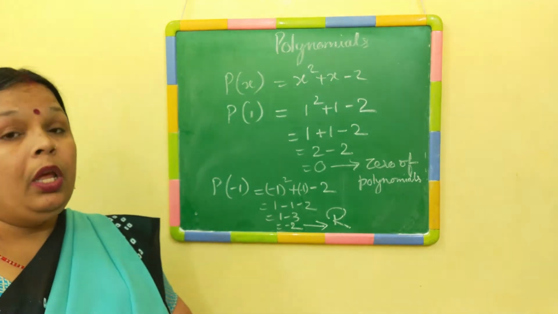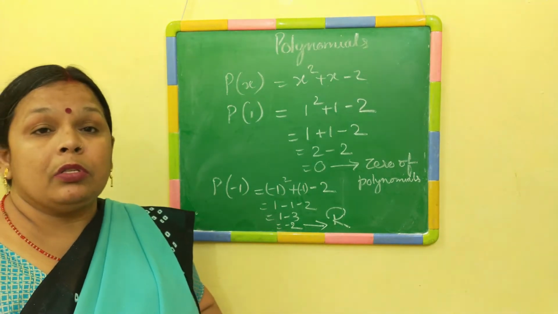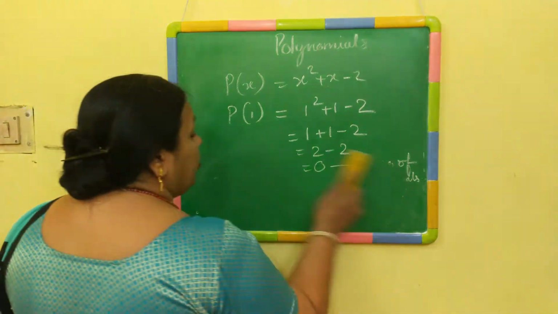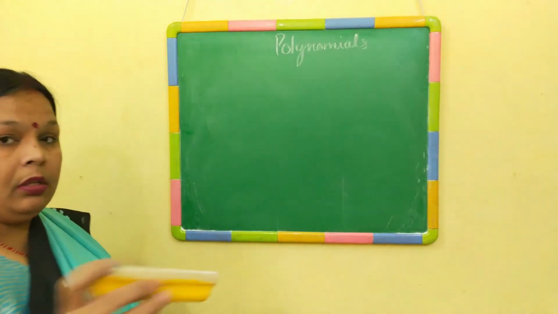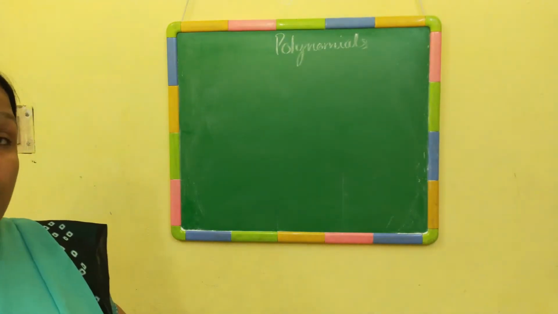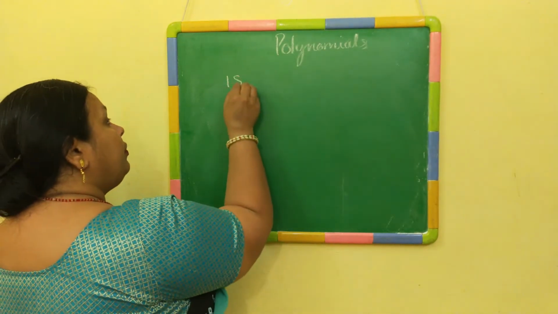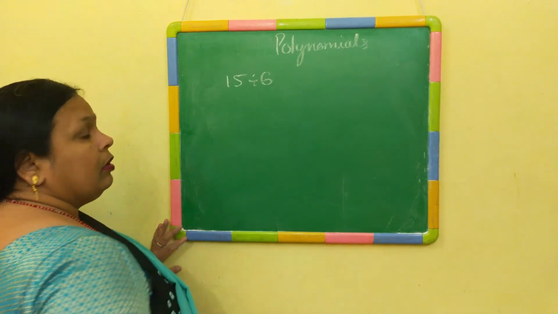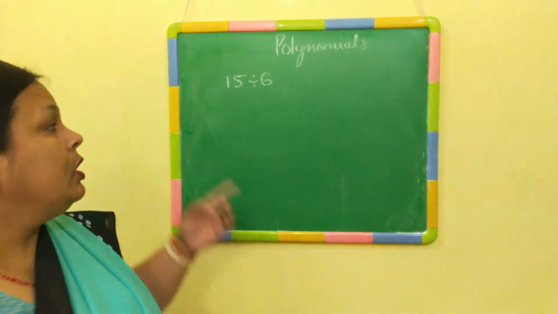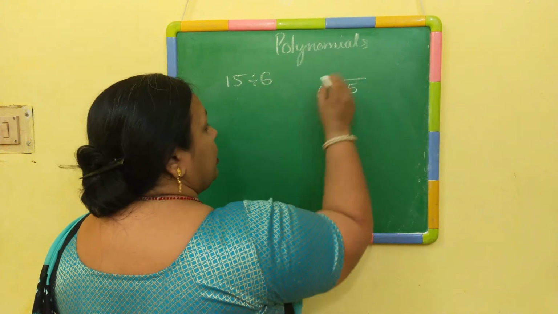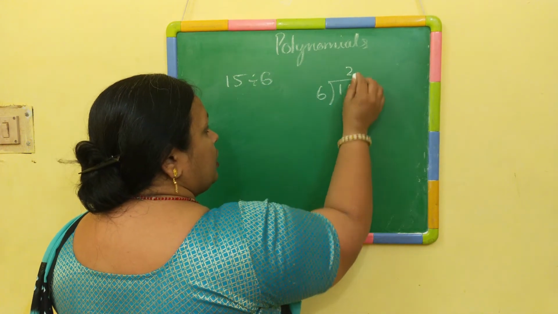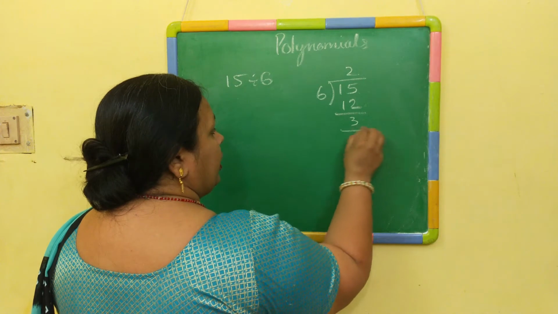So, we have seen how we will get a remainder and how we are going to get the zero of a polynomial. Now we will be moving to a concept where we will be talking about the remainder theorem. Now what is the remainder theorem? Recall that if we divide 15 by 6, what do we get? See, this is 15, this is 6. We get 2 sixes are 12 and 3 as a remainder.